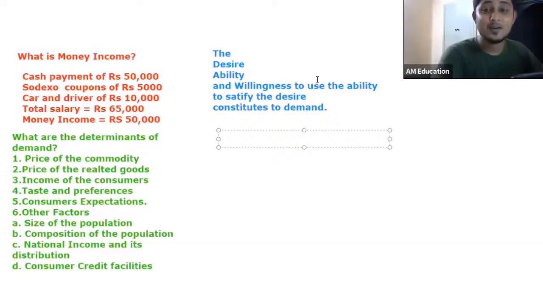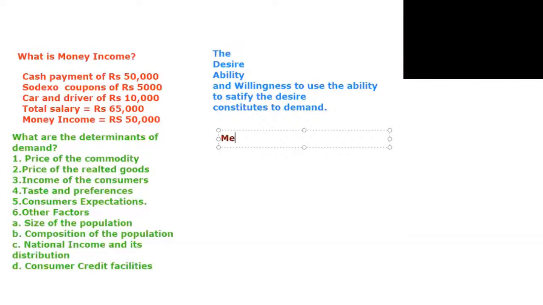Okay. So what is the meaning of the law of demand? If the price of a commodity decreases, the quantity demanded will increase. And if the price of a commodity increases, the quantity demanded will decrease.